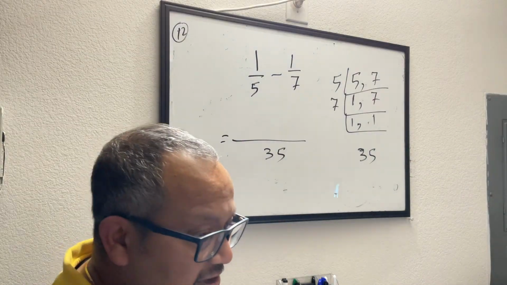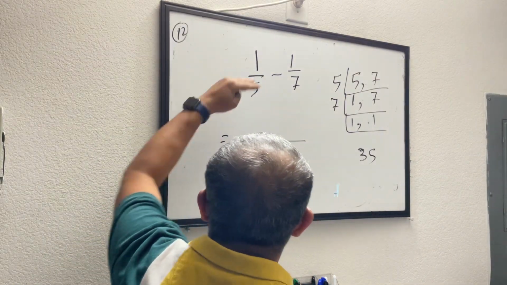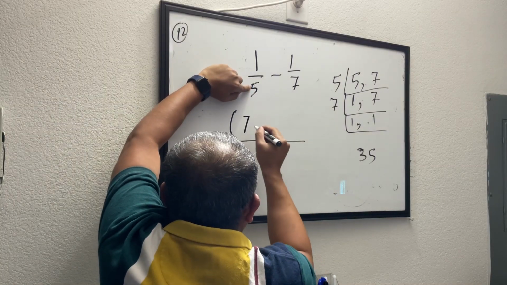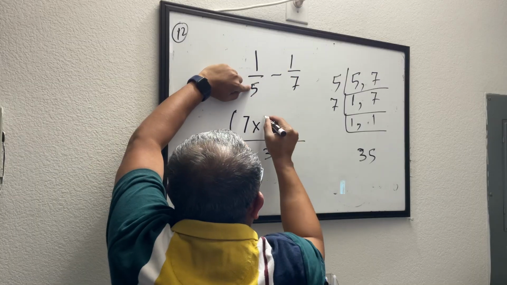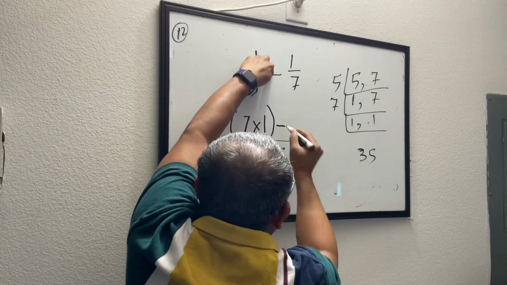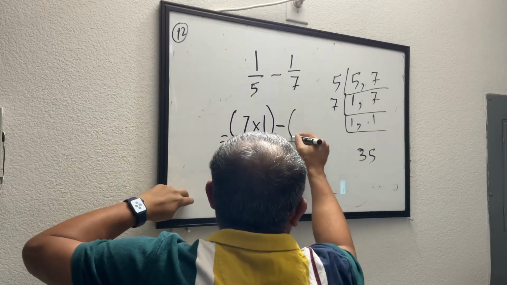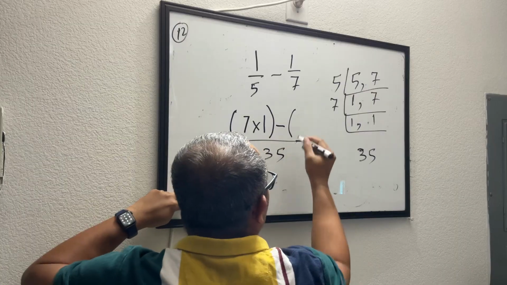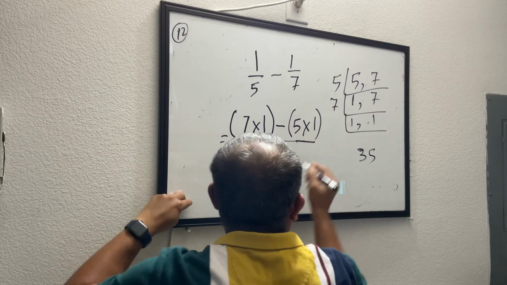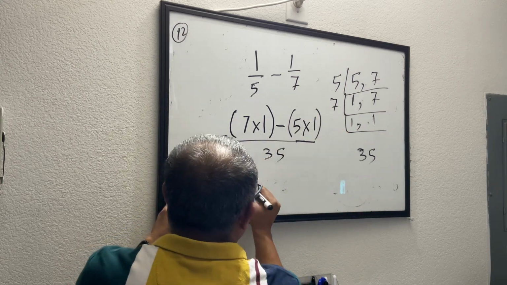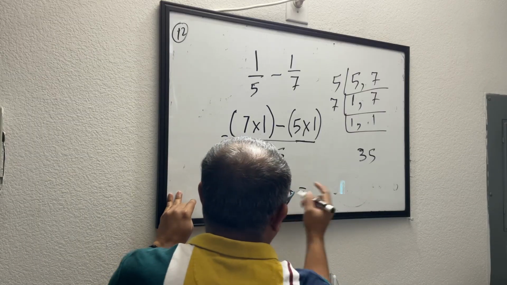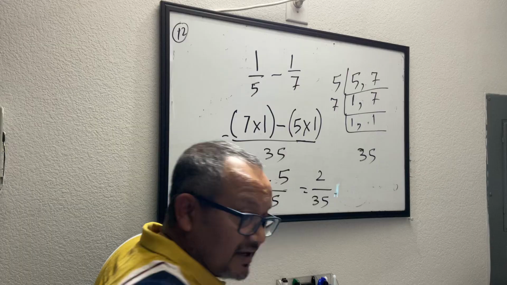I'll do the same treatment, okay? Pick the first number. Start with the bracket. How many times of 5 will give me 35? 7. Multiply that with the numerator, which is 1. Close the bracket. First one is done. I have a negative sign, so I'll put a negative here. Then again start a bracket. How many times 7 will give me 35? 5. Multiply that with the numerator, which is 1. So 7 into 1 is 7, minus 5 into 1 is 5, divided by 35. That became 7 minus 5 is 2, divided by 35.